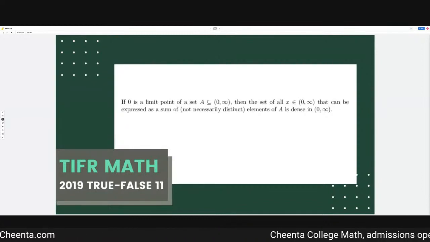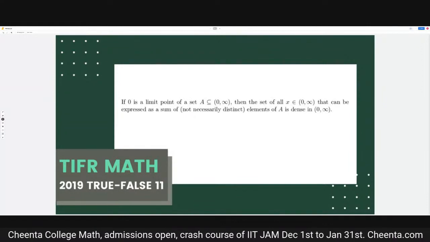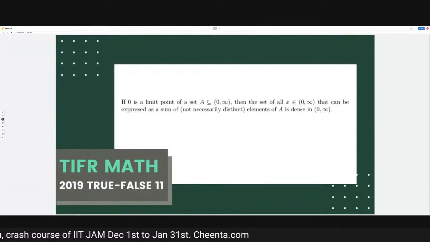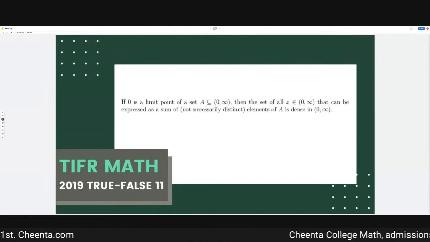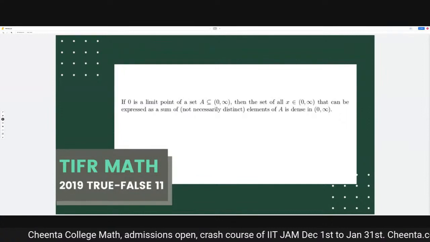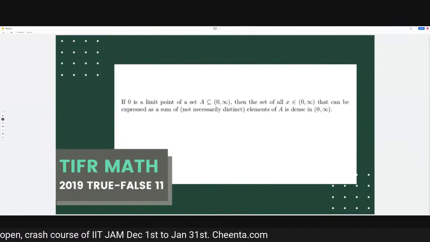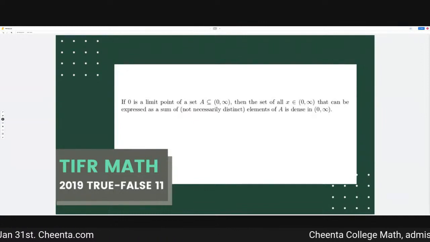Yep. Welcome everyone. So this problem today is a pretty tricky one that uses the sequential property of density. So density means, whenever a subset is dense, that means what? That if you take any point from the parent set, then you can always construct a sequence from that subset that will converge to that parent set's elements, right? So here the question is something like that.